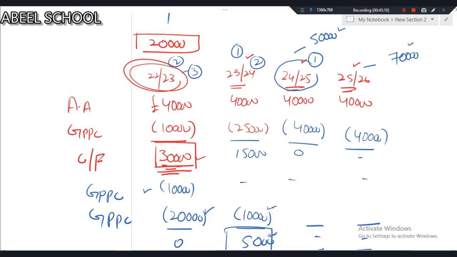Now, dear student, I strongly believe you should now have a really good idea. If someone contributes more than the 40,000, what do we do with the additional contribution? Then we check, is there any unused limit in the previous three tax years? If yes, then we try to use that additional contribution, which is over and above the 40,000, against the unused limit of the previous three tax years on FIFO basis.